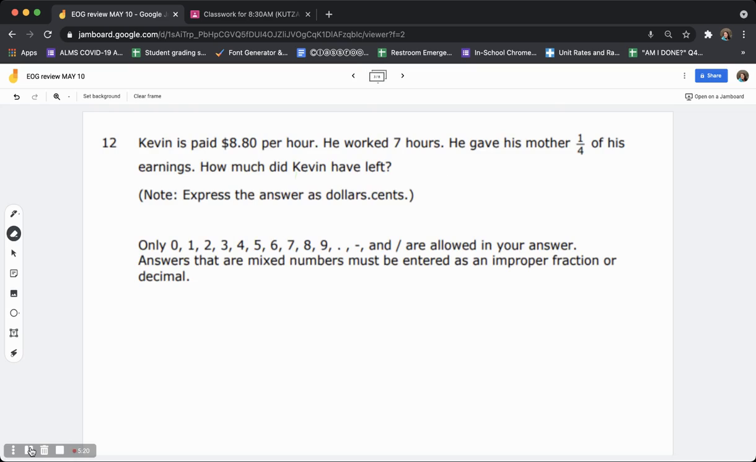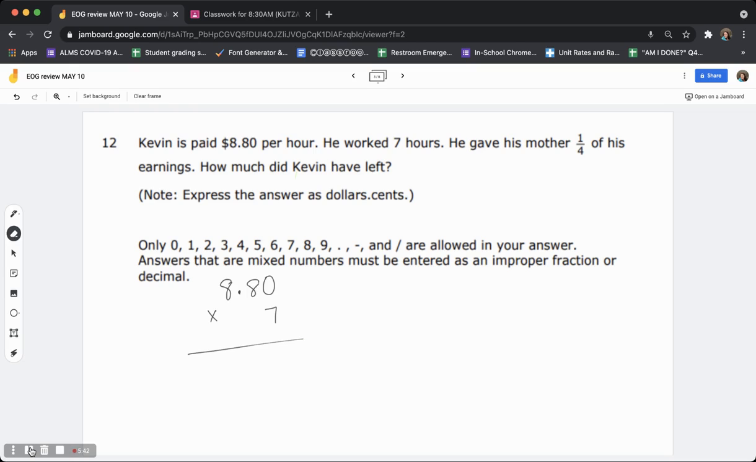Our next problem says Kevin is paid $8.80 per hour. He works 7 hours. He gave his mother a quarter of his earnings. How much did Kevin have left? So the first thing we need to figure out is how much Kevin made. So he gets $8.80 per hour and he works for 7 hours. I'm going to go ahead and multiply this.